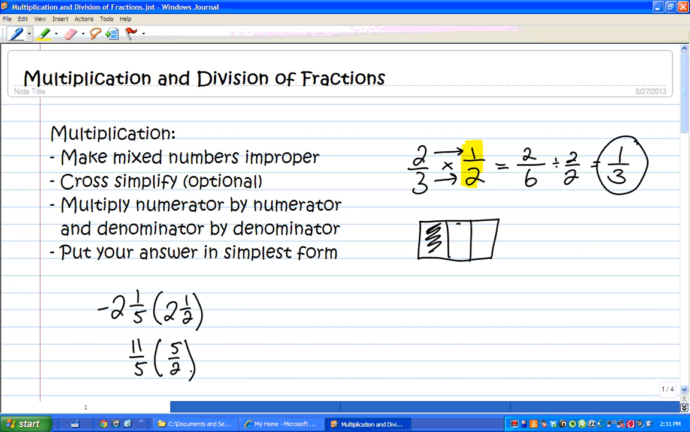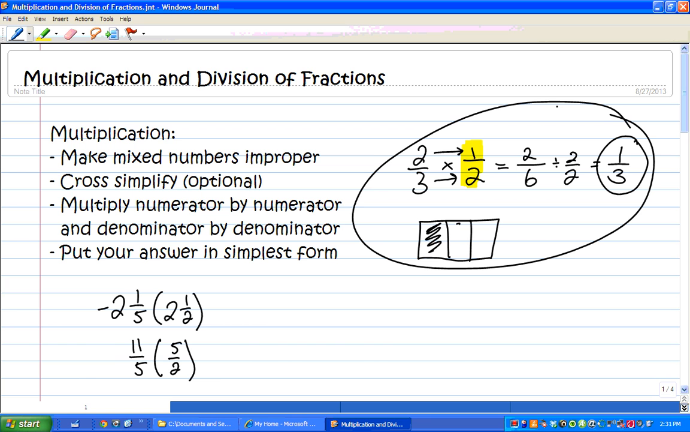Now this time I'm going to show you the cross simplifying. I didn't show it to you in the one up here. Okay, I could have done it, but I didn't. And here I'm going to show you. What you do is you look diagonally. So if I look diagonally this way and this way, I say, all right, from one denominator to the other numerator, is there anything that goes into both of those? Well, yeah, 5 goes into 5 once, 5 goes into 5 once up here. There's nothing that goes into 11 and 2, so I can't do anything with that.